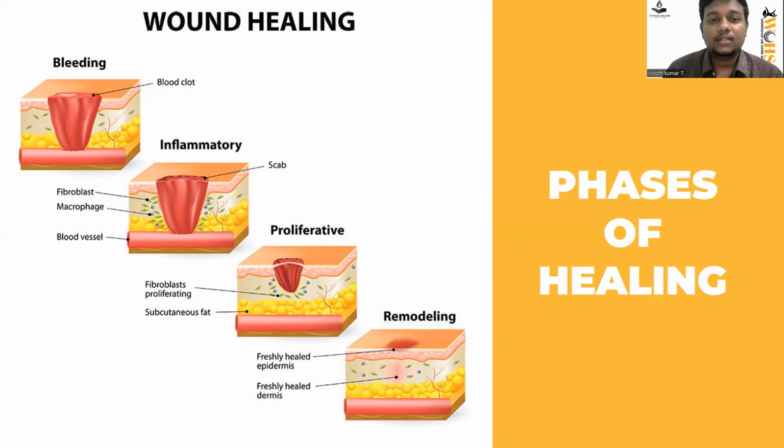In the bleeding phase, blood comes and a blood clot forms. In the inflammatory phase, the fibroblast cells come, and the necrotizing and inflammatory processes occur, which basically destroy the debris and microbes. This is followed by the proliferative phase, where cell migration happens. Then in the remodeling phase, maturation of the wound, or maturation of the healing, occurs.